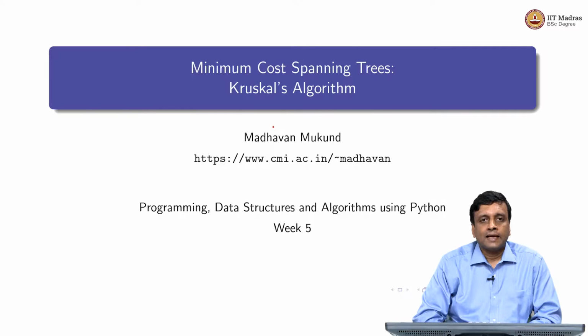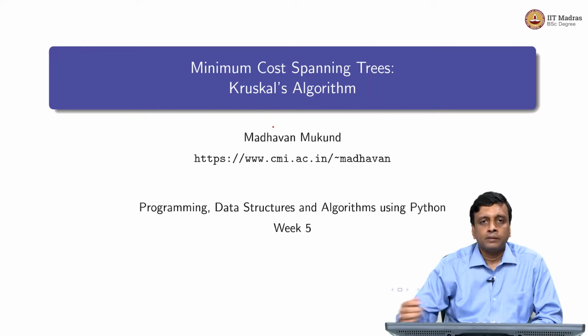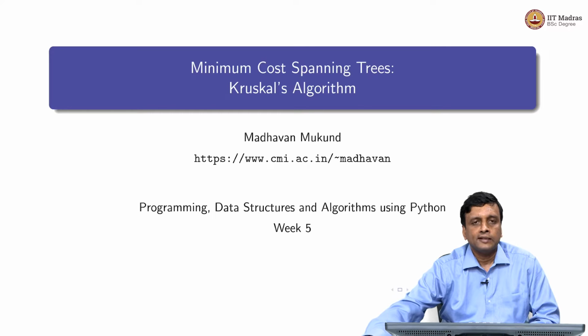So we have seen Prim's algorithm for the minimum cost spanning tree, which starts with a vertex or with a minimum cost edge and grows the tree gradually. The second strategy to build a minimum cost spanning tree is the one due to Kruskal.